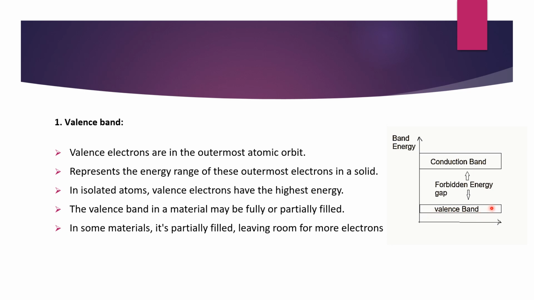the valence band. We know that in an isolated atom these are the highest energy levels, but we are studying the solid structure. The valence band in a material may be fully or partially filled. Why do we say fully or partially filled? Because inert gases have completely filled outermost orbits, so those atoms don't participate in any chemical reaction. But other atoms' valence orbits are not completely filled; they have room to exchange electrons. So: partially filled and fully filled, right?